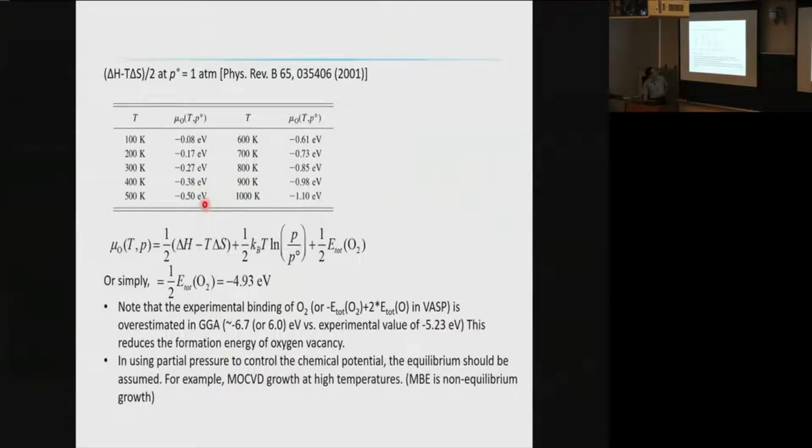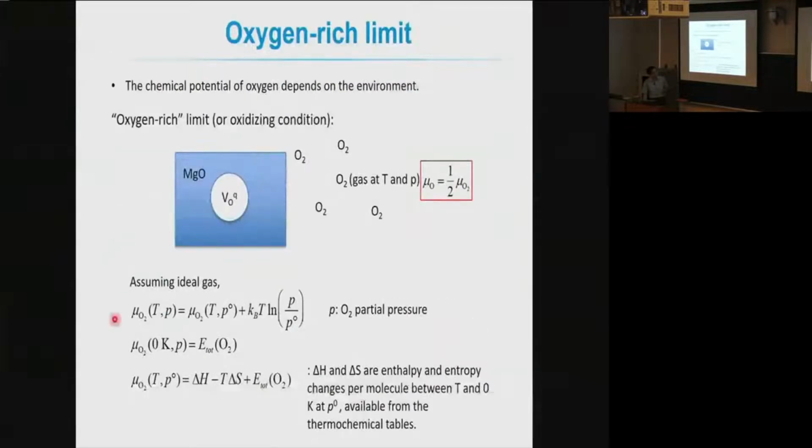Okay, and if you look at this reference, when this standard pressure P is 1 atm, this half of H minus T delta S is as follows, right? From 100 Kelvin to 1000 Kelvin, it can go up to 1 electron volt. So depending on the temperature you have, like 400, 500, you can simply choose one of these values, all right? And it will give you the chemical potential at T and the P0, right?